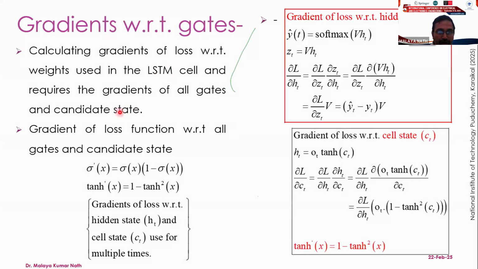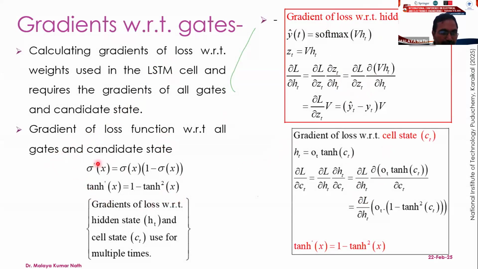So the gradient of the loss function with respect to the different gates and the different candidate state has to be computed. That means we have to calculate the gradient of the loss with respect to the hidden state, with respect to the cell state, etc. So now, how to compute it?